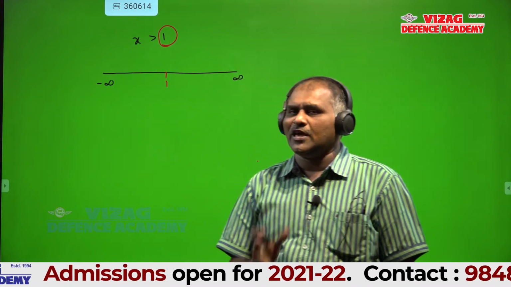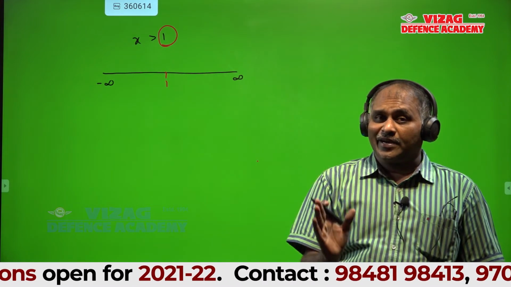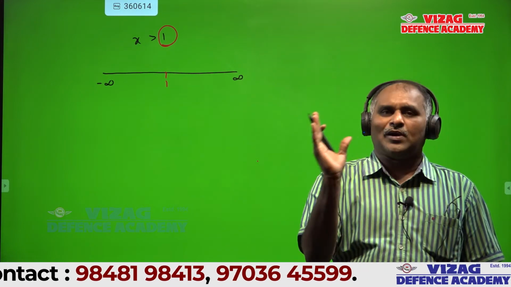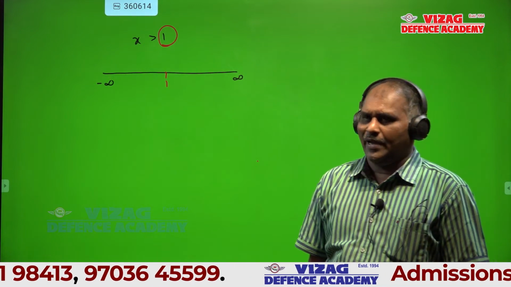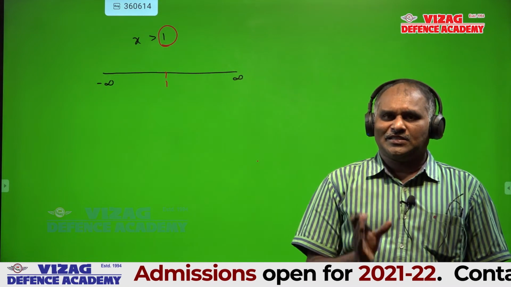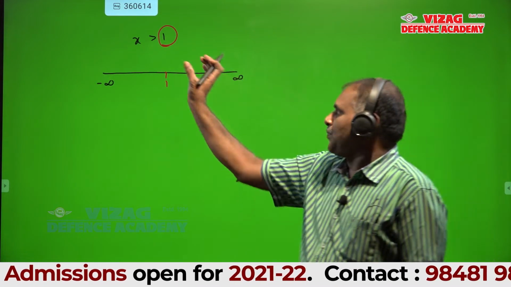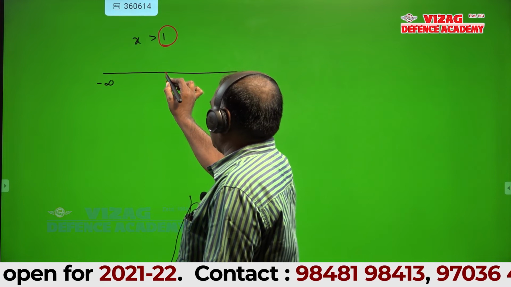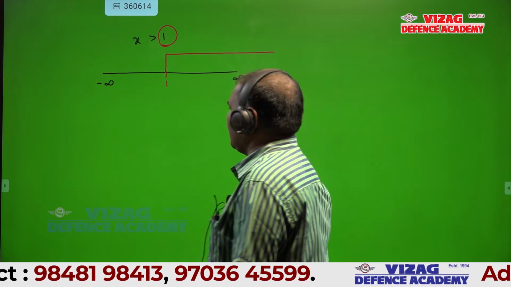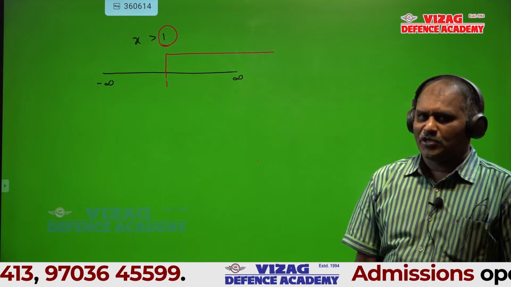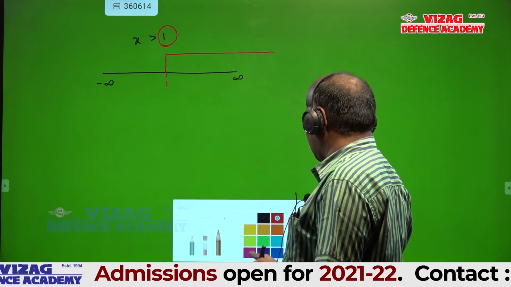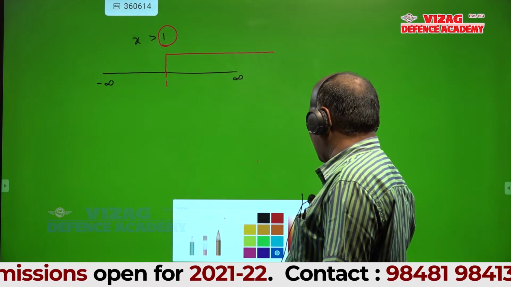What is the meaning when indicated on the number line? On the real number line, observe here: greater than means right hand side, less than means left hand side. Simple. Therefore, I can draw on the right hand side. By observation, the region is on the right hand side.